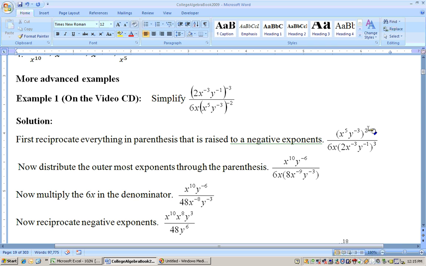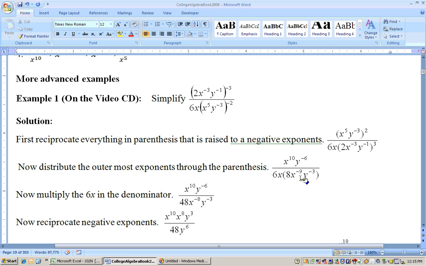Now I can distribute those powers through. X to the 5th raised to the second. When you have exponents raised to exponents, you multiply. So that would be x to the 10th. Negative 3 times 2 is negative 6. And I'm going to take this 3 through. Don't multiply before you do your exponents. So again, do it like a robot. Do it step by step.